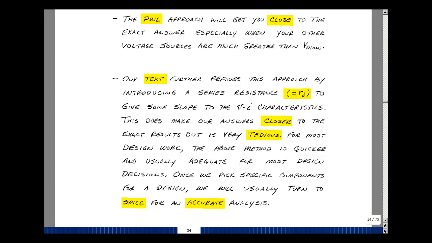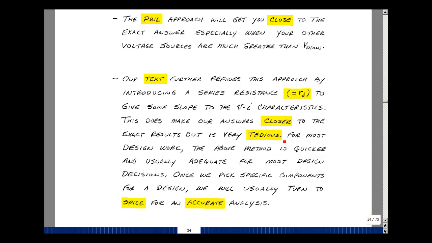Our textbook refines this model a little bit more by putting a series resistor in. It actually uses the value of R sub D. The value of R sub D for most silicon diodes, small signal applications, what we're going to be looking at in the course, is pretty small. It's on the order of ohms. Including this does give us a more precise answer, but in some problems it can become quite tedious.